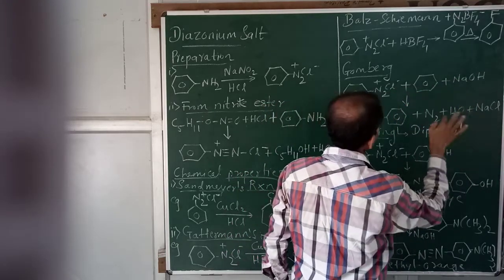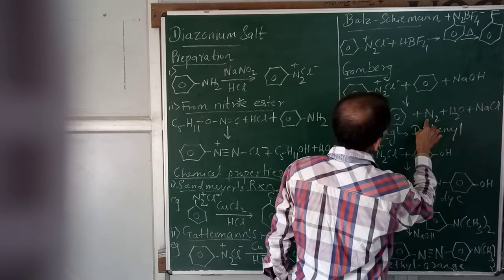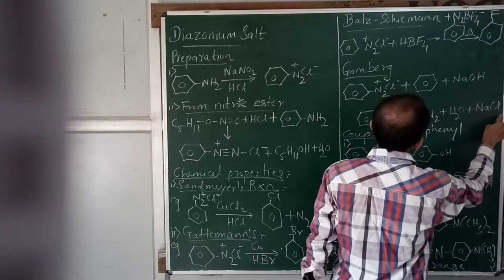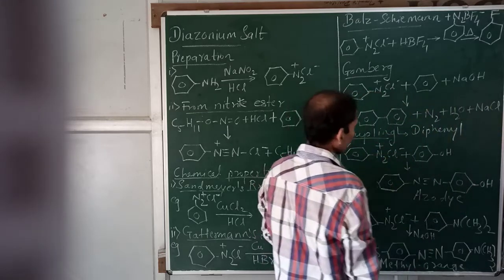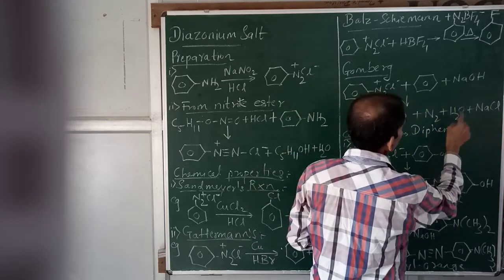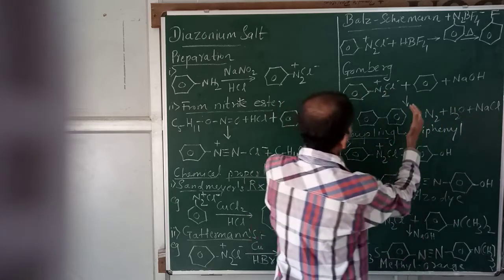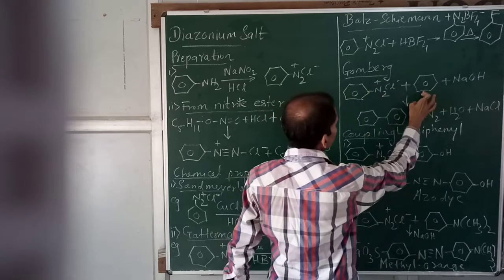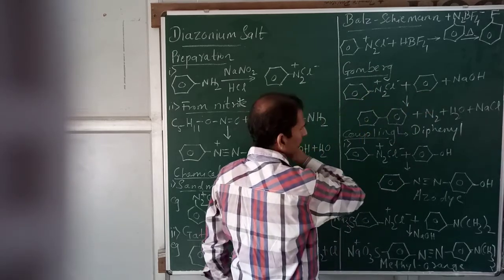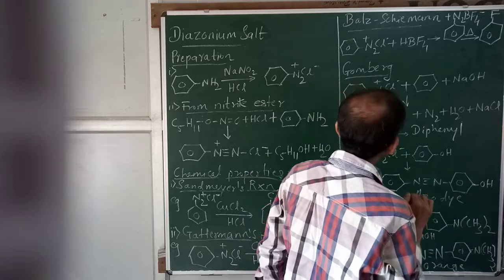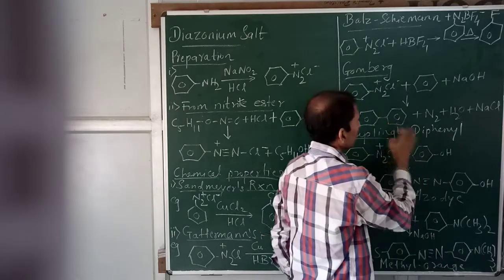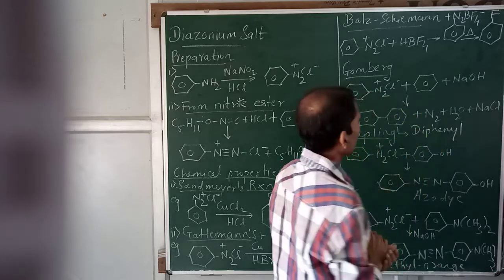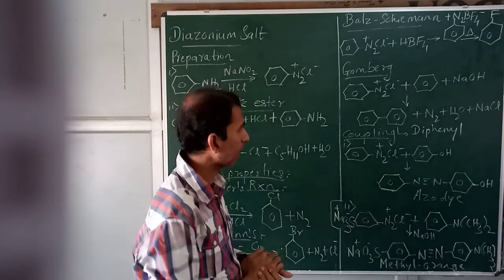Okay, so what is lost here is N2 gas, and Na and this Cl will form NaCl. One more byproduct we have here is water. We find here that the breakage of the bond takes place and the benzene ring gets attached to this benzene ring, and we get a very important compound as a main product here, that is biphenyl, or it can also be named diphenyl.